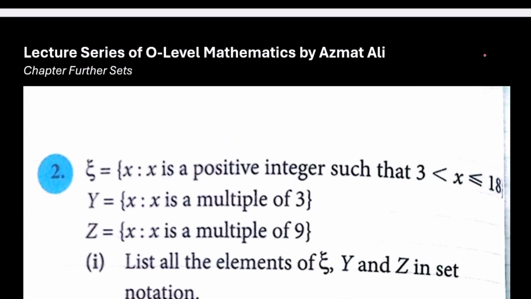Our discussion continues on further sets. In the last lecture, we discussed a question related to the Venn diagram. In that question, given two sets x and y, I and j, were the case of overlapping sets.